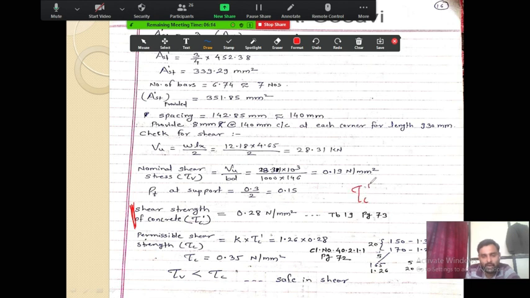Then from this we need to calculate the tau c. To calculate tau c, that is the allowable shear stress, the formula is K into tau c dash.